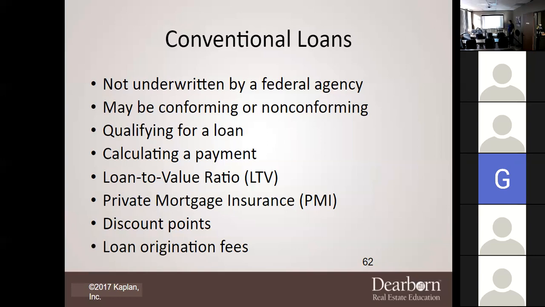Calculating the payment is left up to the bank, not the federal agency. Loan to value ratio, your LTV, is up to you. Private mortgage insurance is that coverage for you in case Stefan doesn't pay. Discount points, charges, and loan origination fees, all of these things are left to the bank. The bank has that discretion.